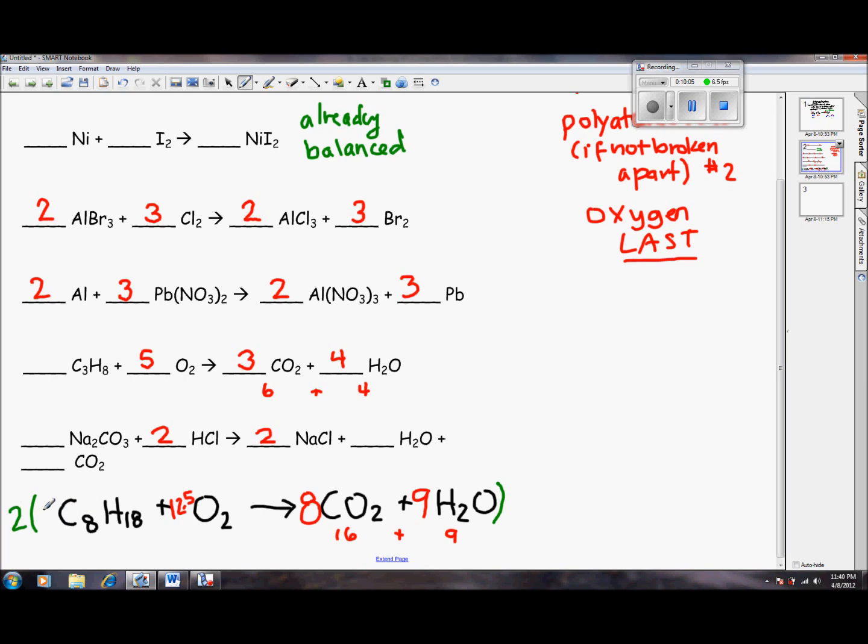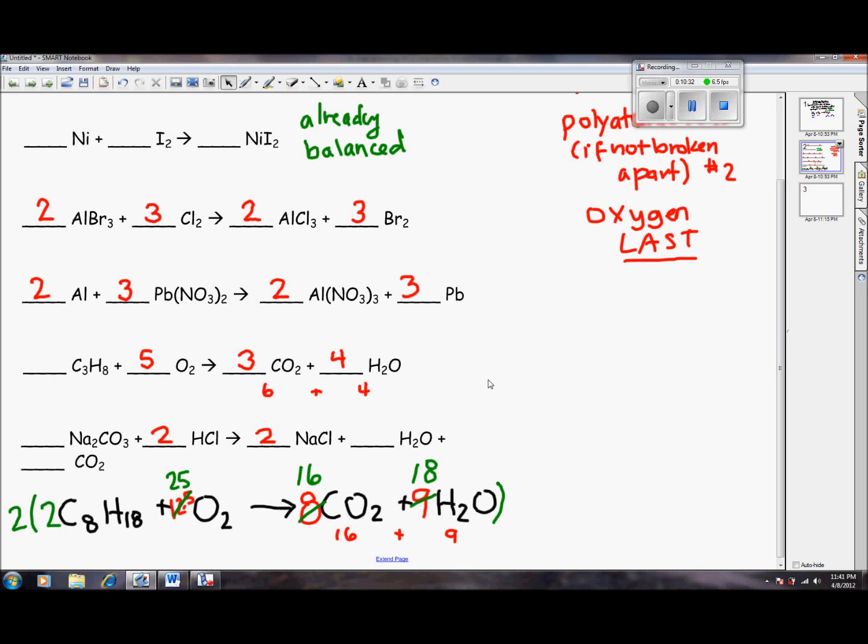So this was a 1, so now it becomes a 2. The 12.5 becomes 25. The 8 becomes 16. And the 9 becomes 18. So what you've done here is you're keeping the appropriate ratio. They're still balanced, but by doubling everything, now you have whole number coefficients.